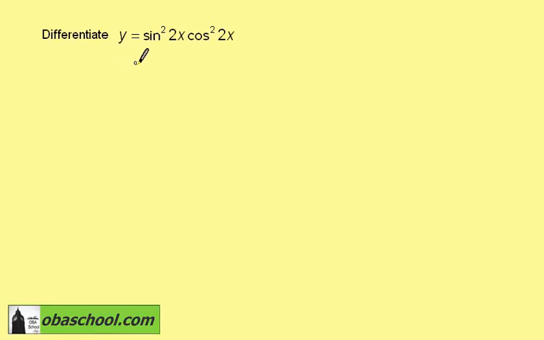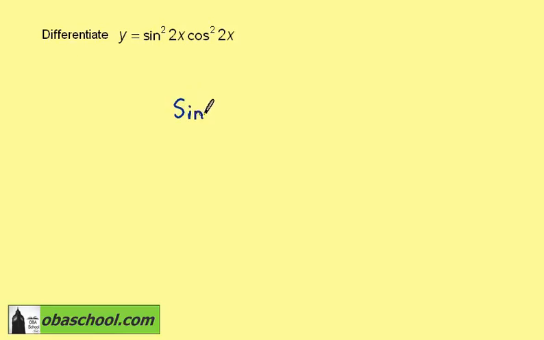We want to differentiate y equals sine squared 2x times cos squared 2x. We could do this just as a product, but we could also use our knowledge of trigonometric identities to make it simpler to differentiate.